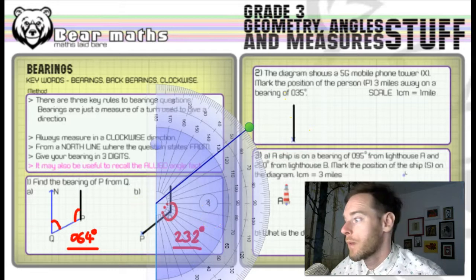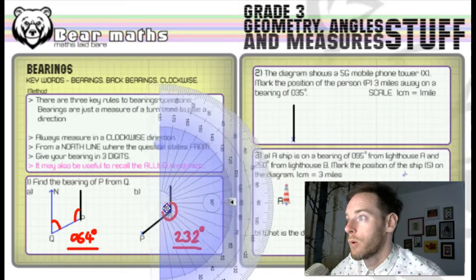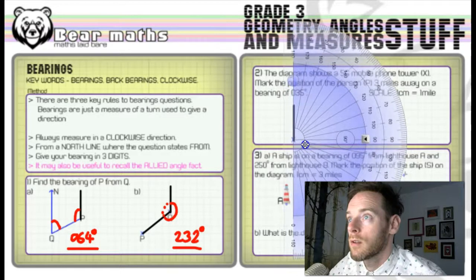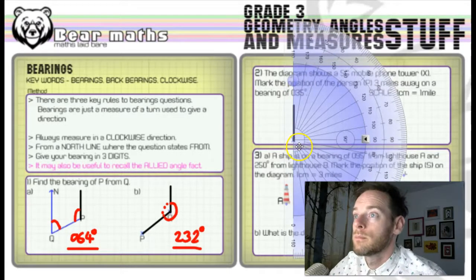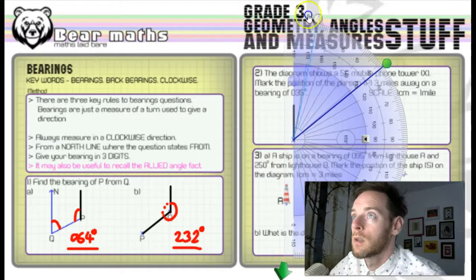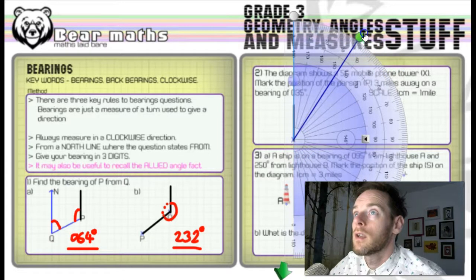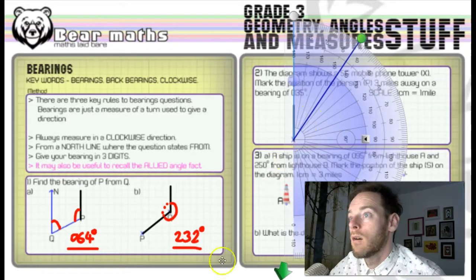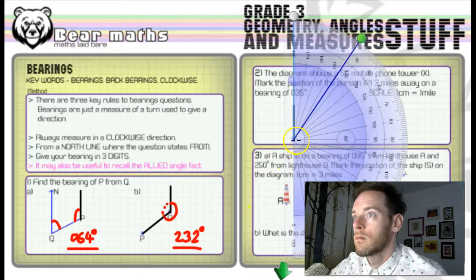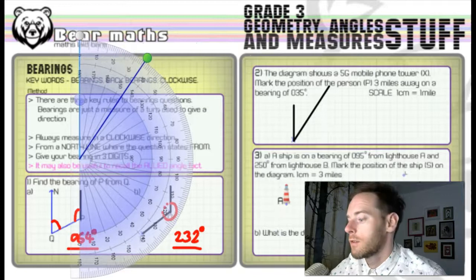I need to measure a 35-degree angle from that X point. So bring that in, do the same thing as I did in the other question. I'm going to measure my 35 degrees, bring that around. 35 is bang on there. Now I'm just going to draw a line from the X along the line there, and I'll try not to go into the words of the question, and move the protractor out of the way. So what you can see is that this angle here is my 35-degree angle. 035 degrees. You could write that in there if you wanted to.